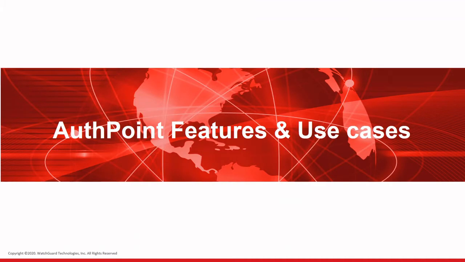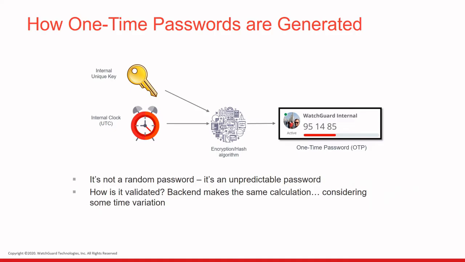Great, so let's take a look now at AuthPoint features and some of the use cases. One of the things that I just want to share with you here is how the one-time passwords are generated in our environment. As you can see here, we have the internal unique key and the internal clock, the two components that are going to go into our encryption and hash algorithm. And this is going to provide us with the one-time password. So the one-time password is not random, it is an unpredictable password.